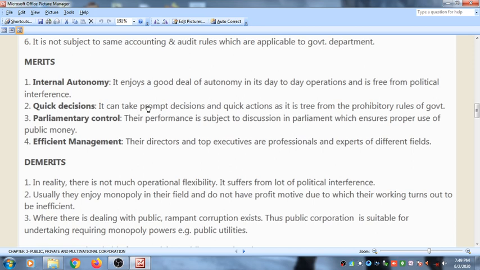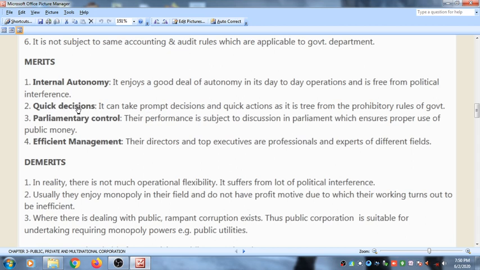But the Act may provide a few matters and issues which require approval from the particular ministry. But they are totally not free. Certain matters, certain issues are required to take approval from the ministries.